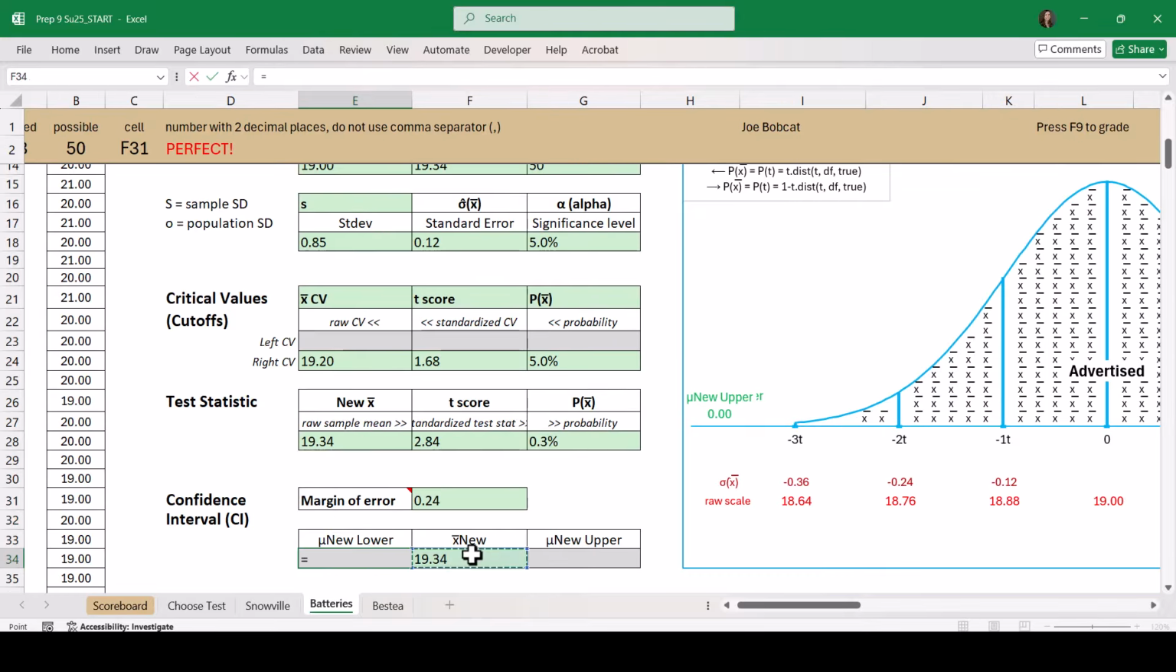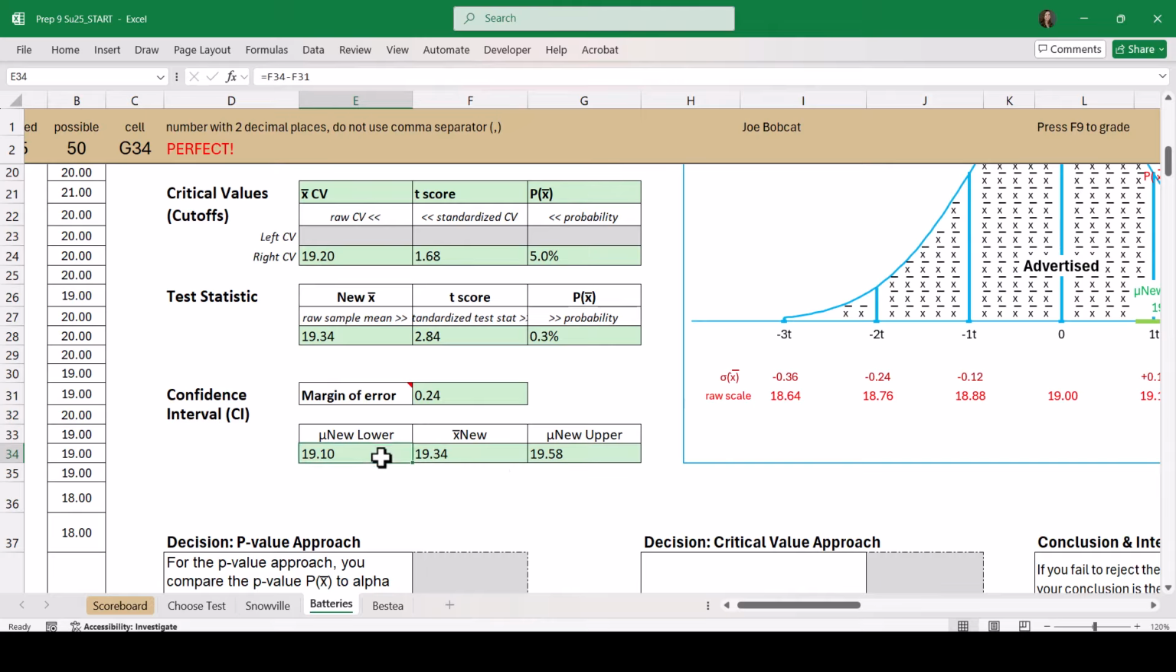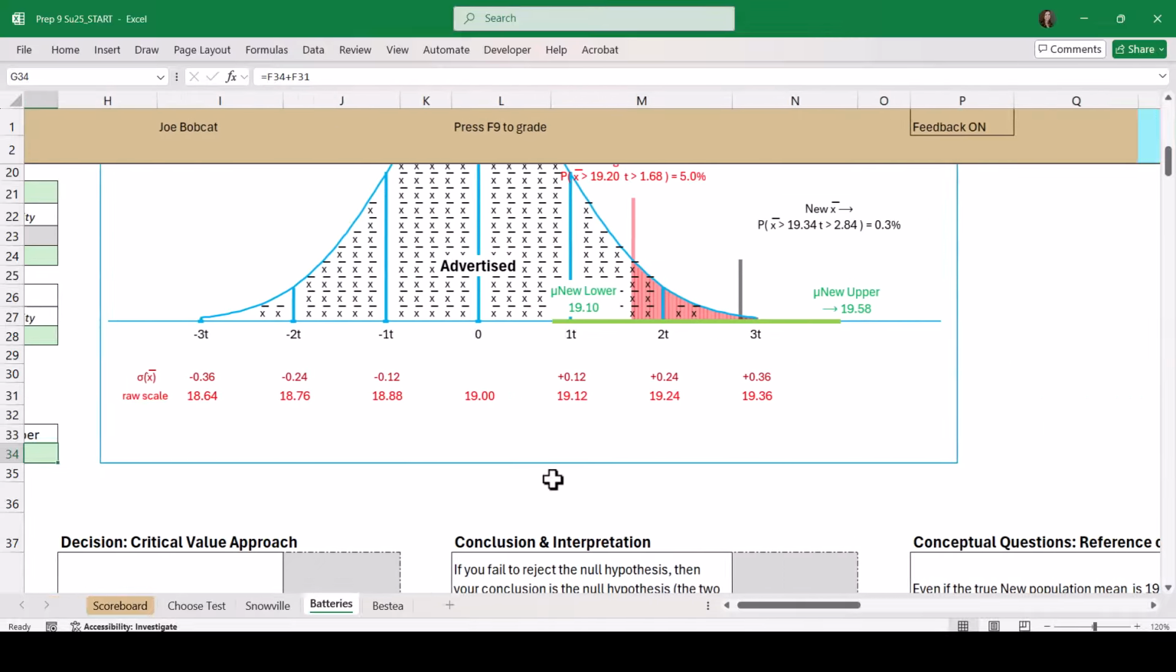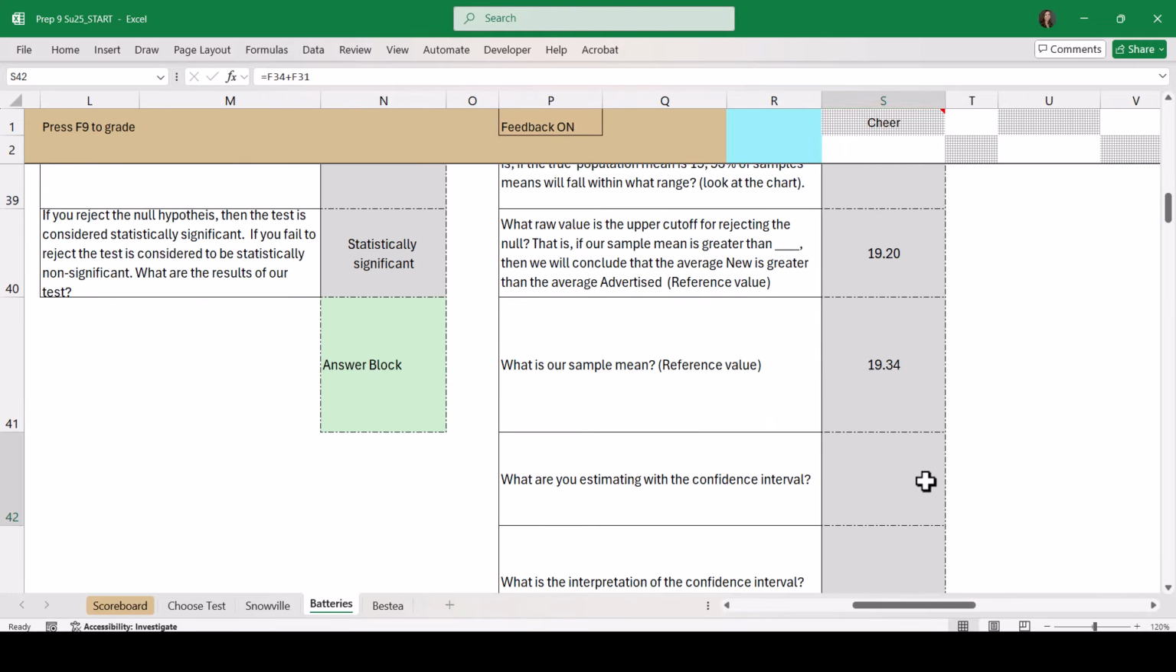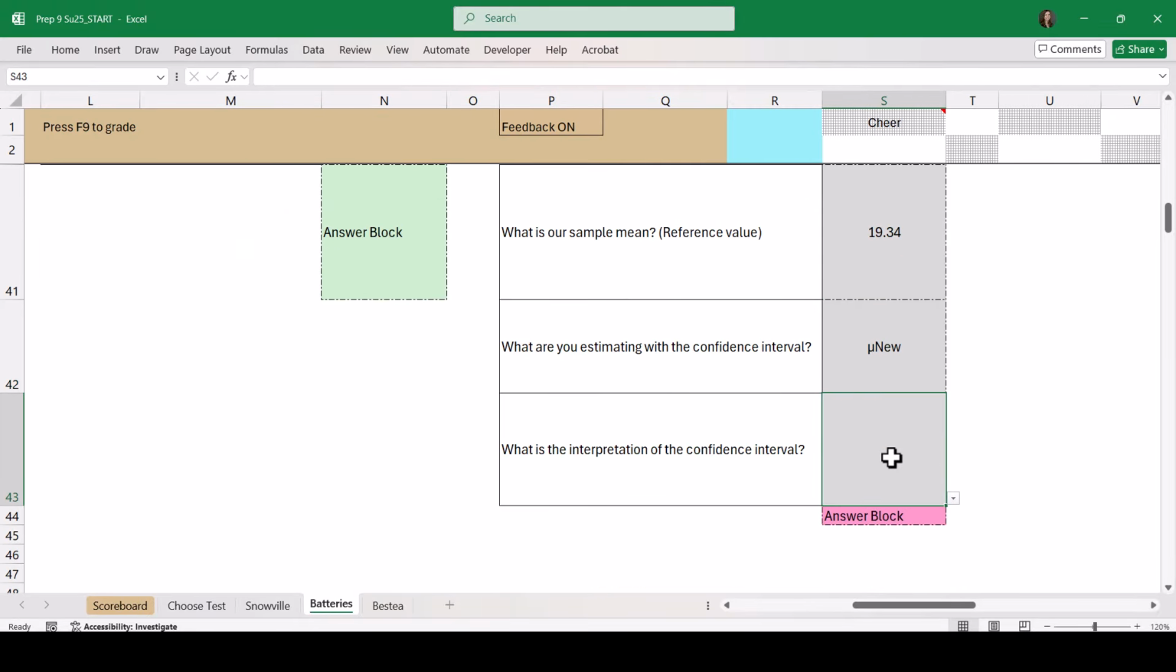And then the lower is the sample mean minus the margin of error. The upper is the sample mean plus the margin of error. So we are 95% confident that the new batteries last between 19.1 and 19.58 hours. So again, this was the estimation for all new batteries. And this is how long we think that they last, 19.1 to 19.58. All right, so this is it for the batteries tab.